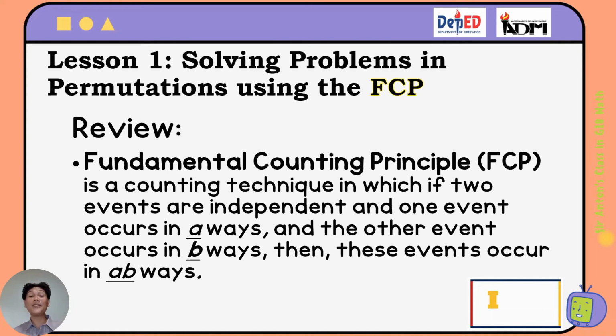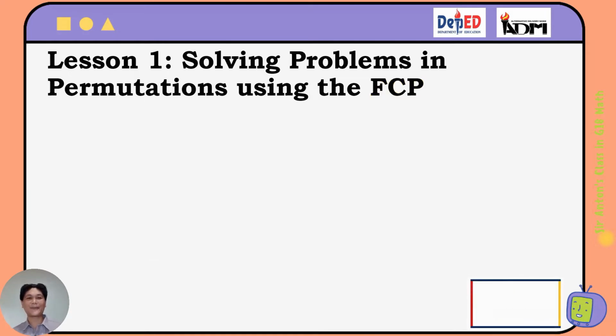The fundamental counting principle, or the fundamental principle of counting, is a counting technique in which if two events are independent and one event occurs in A ways and the other event occurs in B ways, then these events occur in A times B ways. Let's see how FCP works.